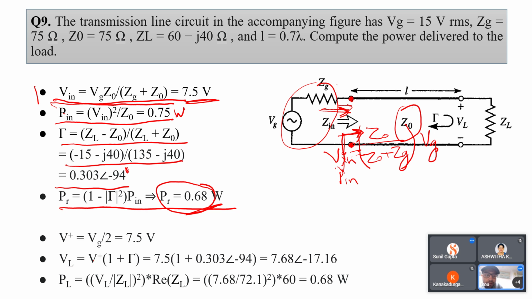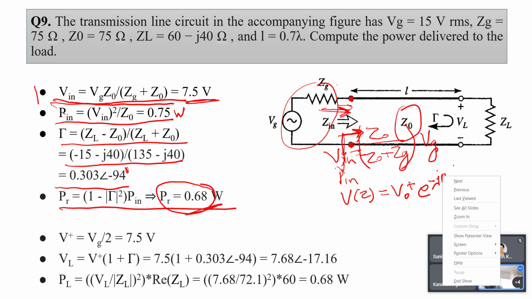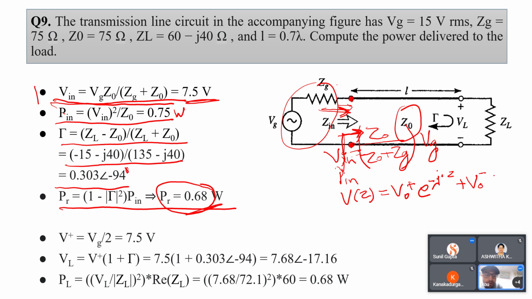For verifying this load power, we can also use some other method. We know that the line voltage is defined as V of Z is equal to V naught plus e raised to the power minus j beta Z plus V naught minus e raised to the power plus j beta Z. So at the load end, what will be the voltage?